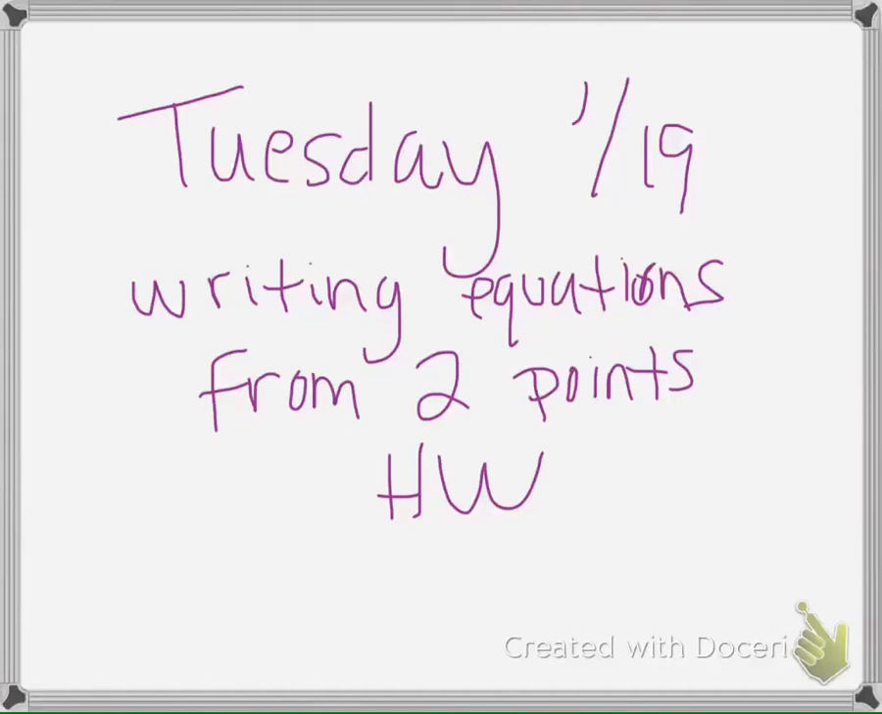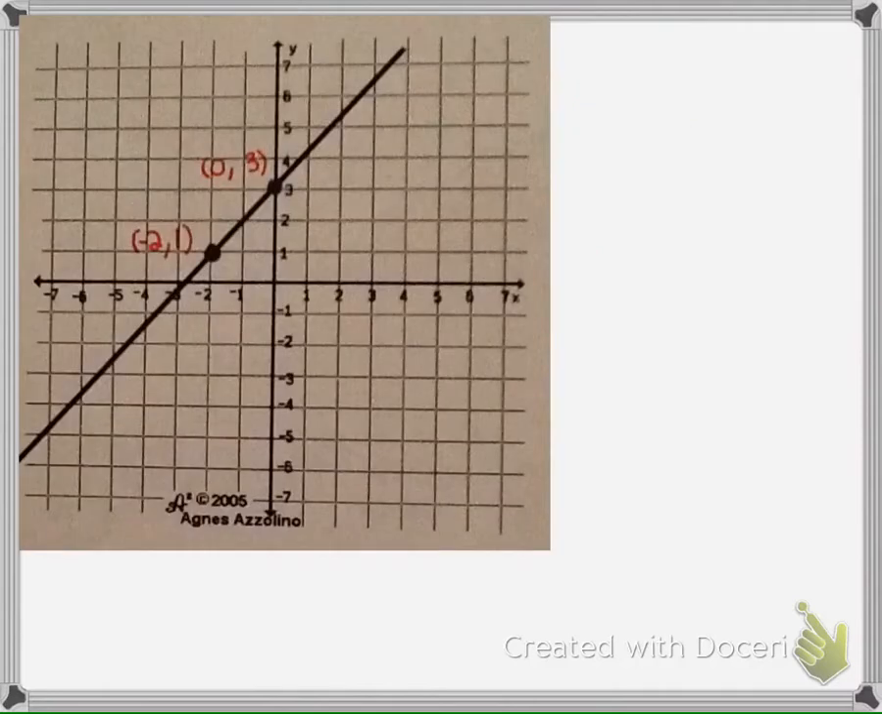This is homework for Tuesday the 19th. This is for students who received the worksheet that has 4 different graphs on it, and your goal is to make the equations for the lines. So the first problem looks like this, and I gave you the points (0, 3) and (-2, 1).